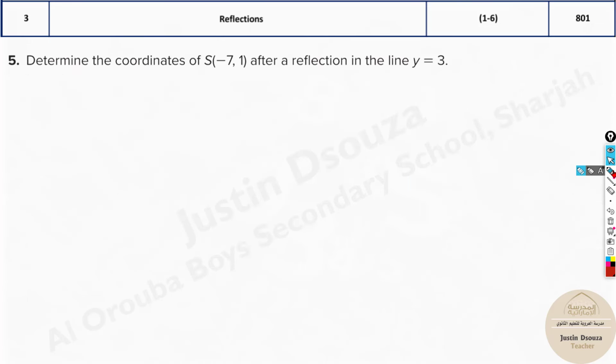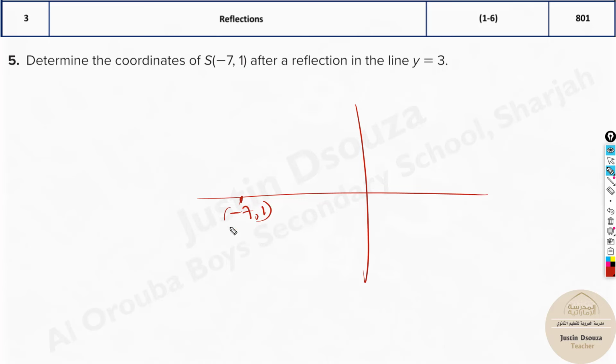Now here they have asked you coordinates. Determine the coordinates of S = (-7, 1) after reflecting in the line y equals 3. So what I would suggest is just draw this point. S is -7 somewhere over here, 1. Okay, sorry, that is -7 only. X is -7, 1 is over here. So it's somewhere over here.